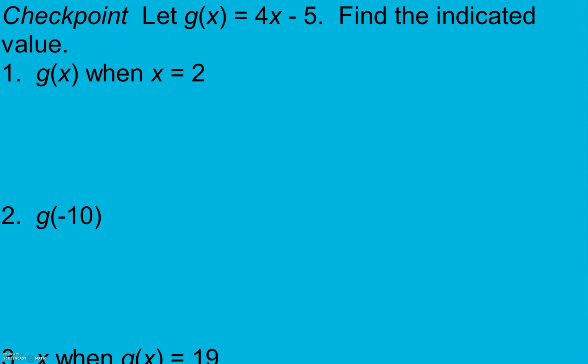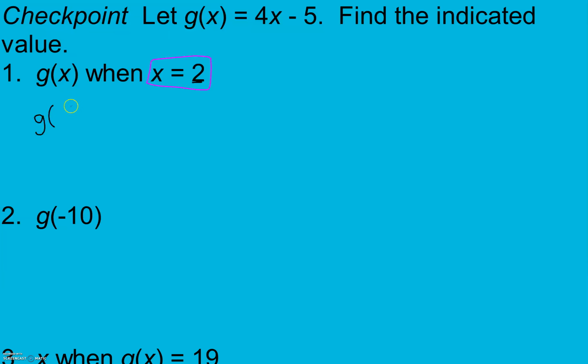Feel free to pause here and give this a try if you'd like. Here, in number 1, we're looking for g of x when x equals negative 2. So I'm going to keep my original equation the same. The only thing I'm going to change is every time I see an x, I'm going to substitute in that negative 2.